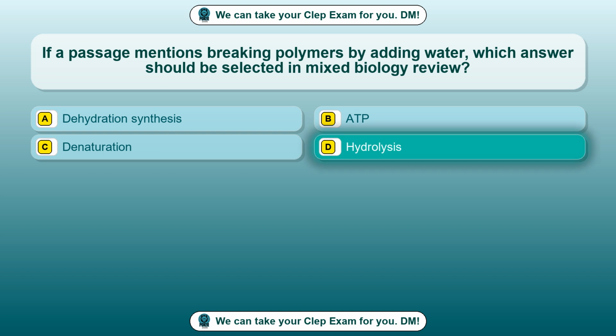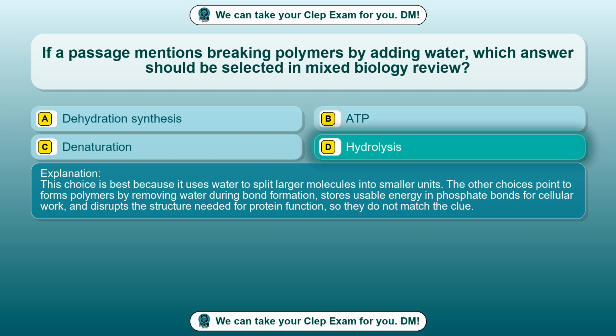The correct answer is option D, hydrolysis. This choice is best because it uses water to split larger molecules into smaller units. The other choices point to forms polymers by removing water during bond formation, stores usable energy in phosphate bonds for cellular work, and disrupts the structure needed for protein function, so they do not match the clue.